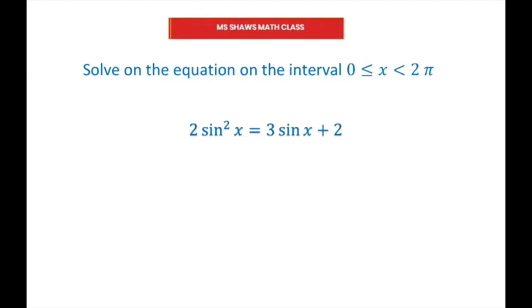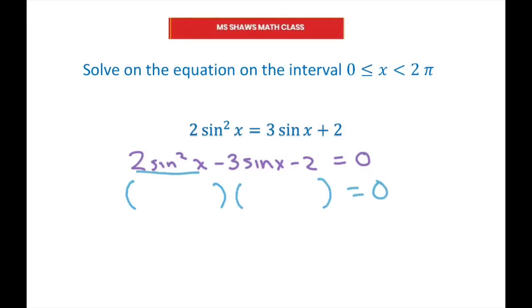Hi everyone, we're going to solve this trig equation on the interval 0 to 2 pi. And so the first thing I'm going to do is I have this quadratic, a trinomial here, and I'm going to move everything over to the left hand side of the equation. So I'm going to subtract the 3 sine of x from both sides, subtract the 2, and we set this to 0. And now you just factor this.